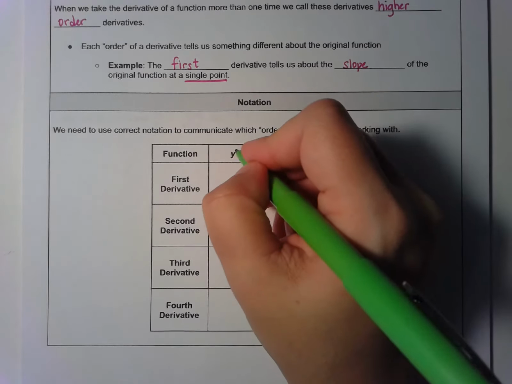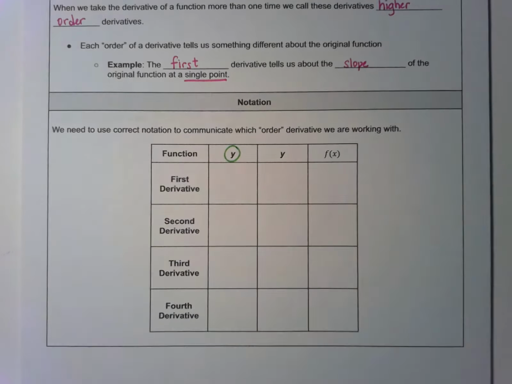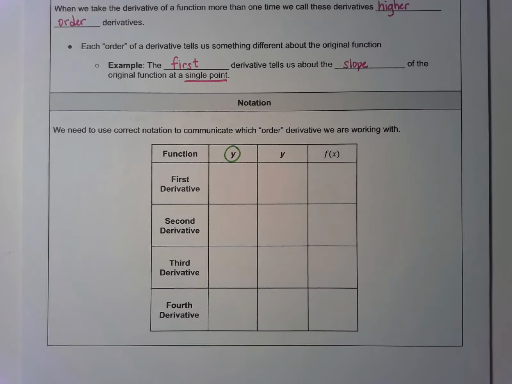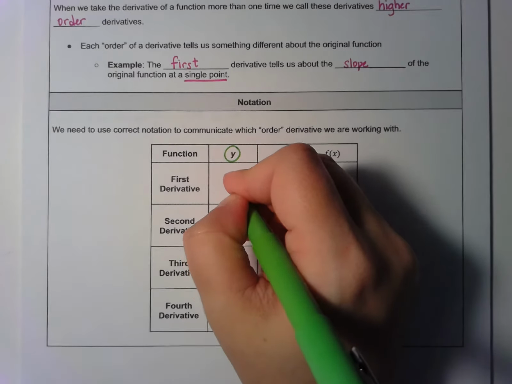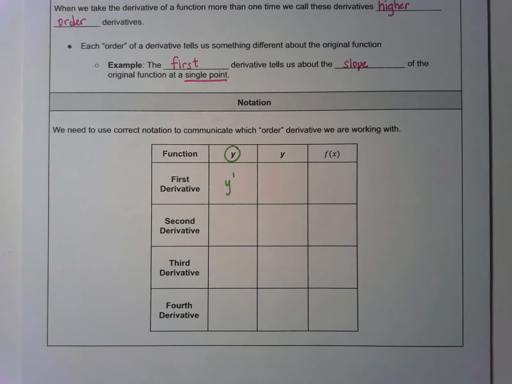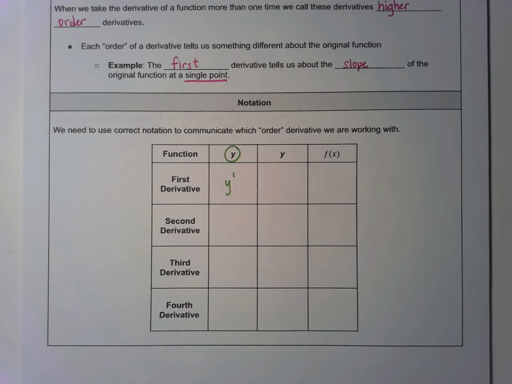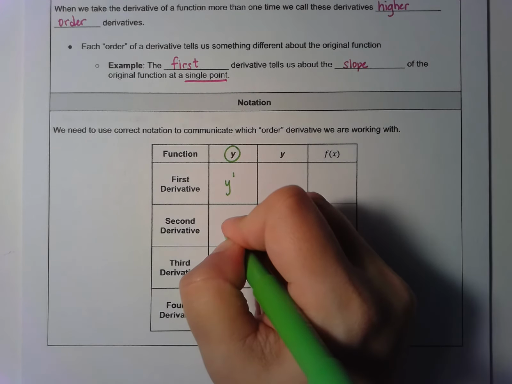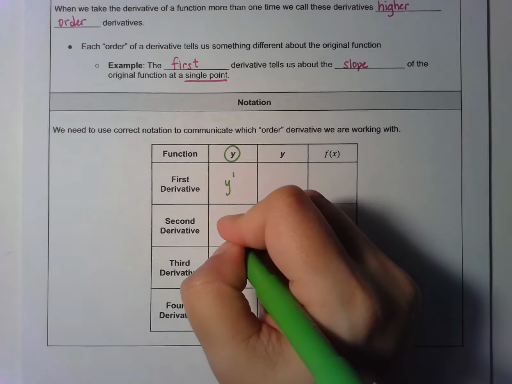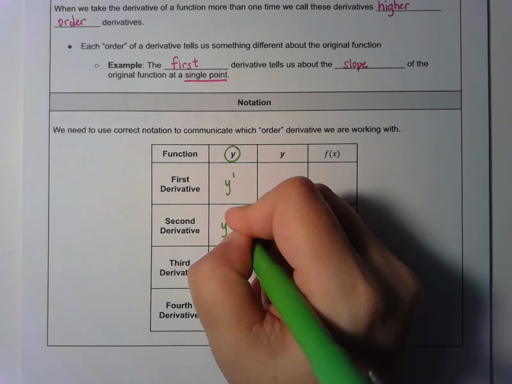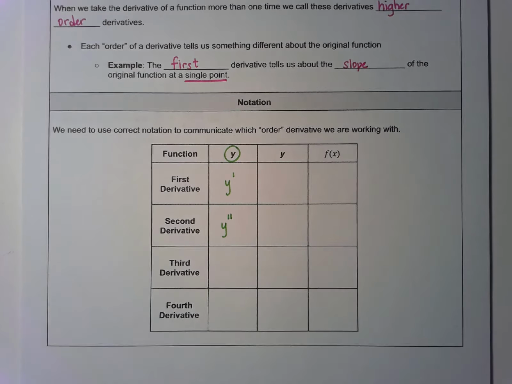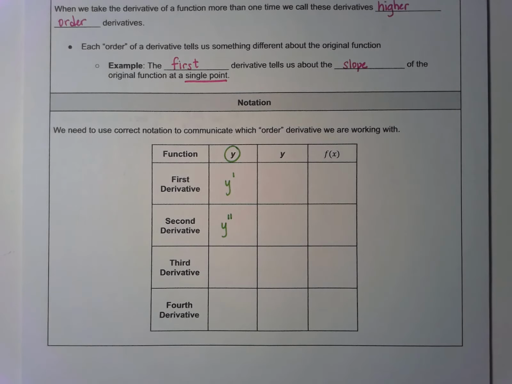Let's say we start with a function that we're calling y. So if you start with y, one option for showing the first derivative is to write y prime. Now that looks like a little number 1, but it's actually a prime. It's almost like a tick mark. The second derivative, if we're going to follow this notation, would be y double prime. So you're going to see there's 2 tick marks now to show that it's the second derivative.